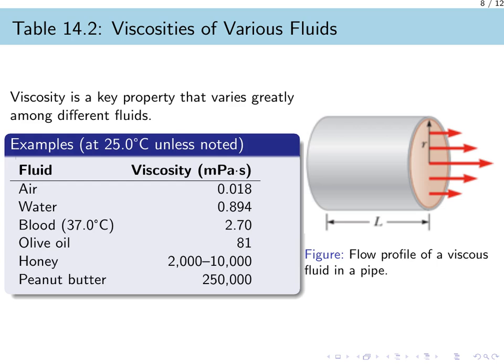In contrast, honey has a viscosity thousands of times greater than water. This high internal friction is why honey pours so slowly. This property is precisely what causes the parabolic flow profile in a pipe that we saw earlier. A fluid with higher viscosity will have a more pronounced difference between the flow speed at the center and the speed near the walls. Ultimately, viscosity is a single numerical value that quantifies how thick a fluid is, or how much it resists flowing and deforming.